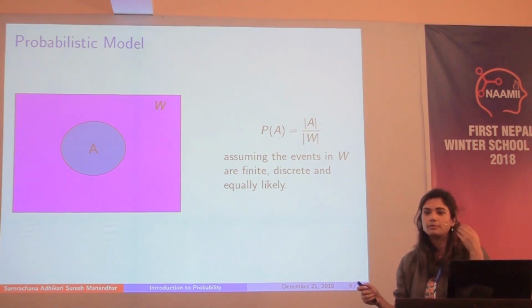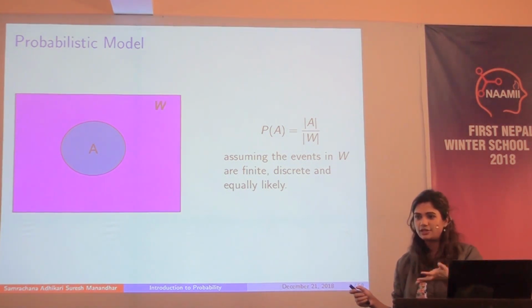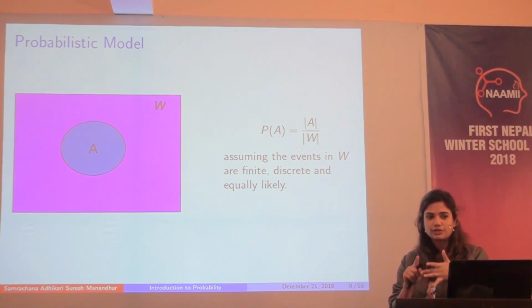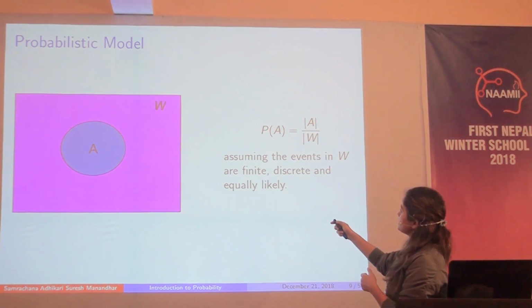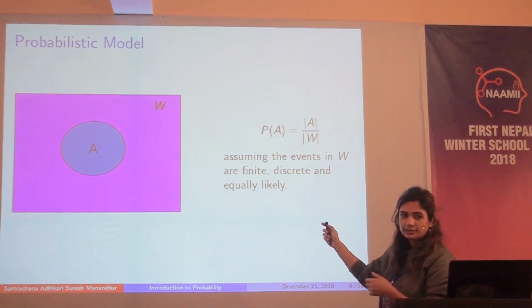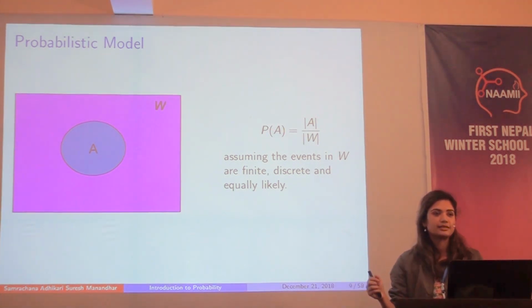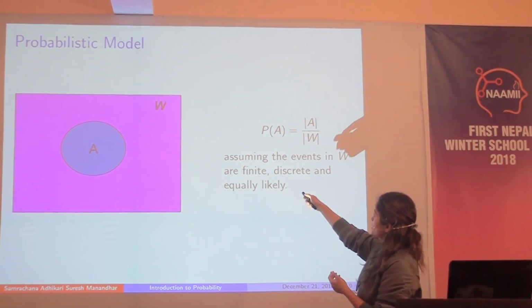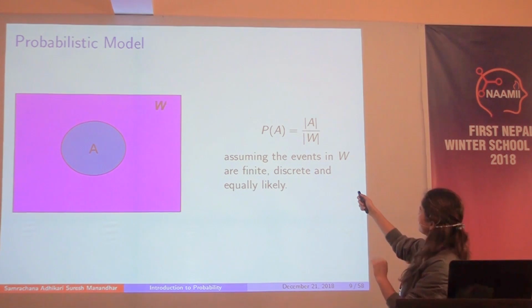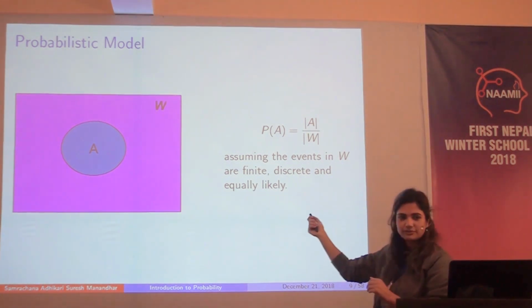So for example, when you roll a dice, it's finite, right? You can count it. There's 1, 2, 3, 4, 5, 6. Then we can think about computing probability as the ratio of cardinality. So cardinality of a set is the number of elements contained in that set. So here, P of A will be size of A over size of W.